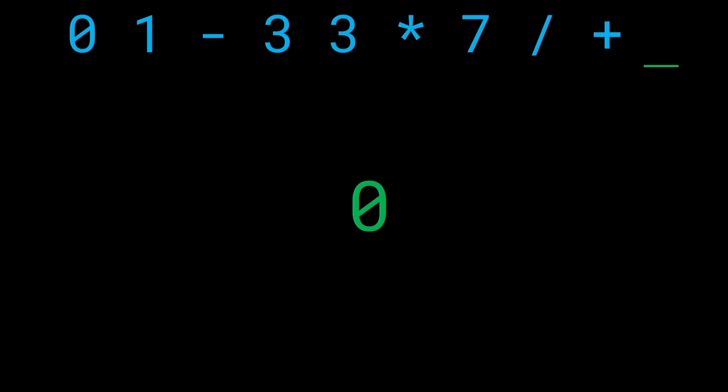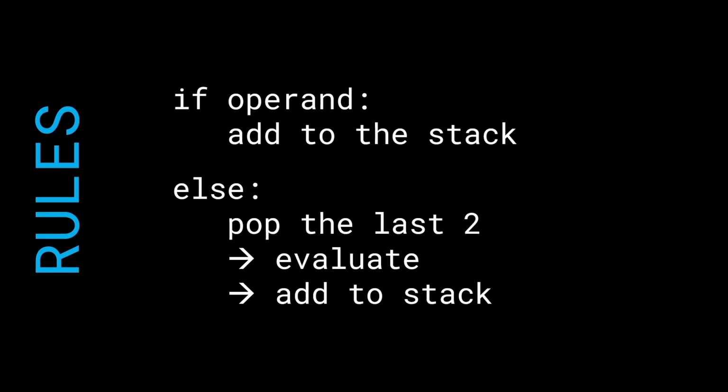Okay, so what are the rules formally speaking? We do 2 things. First, if you have an operand, you add it to the stack. Else, you pop the last 2 elements, evaluate them, and then add their result onto the stack again.